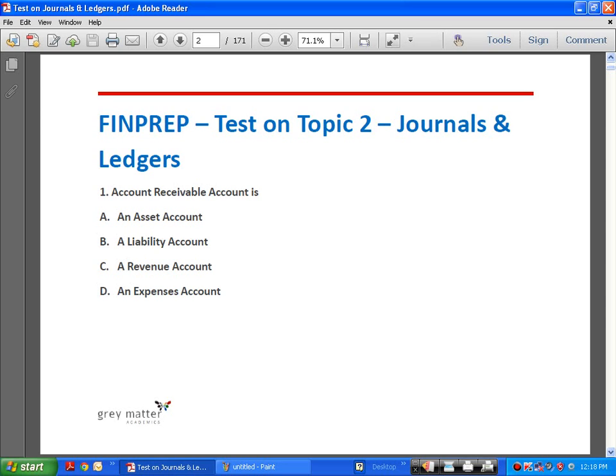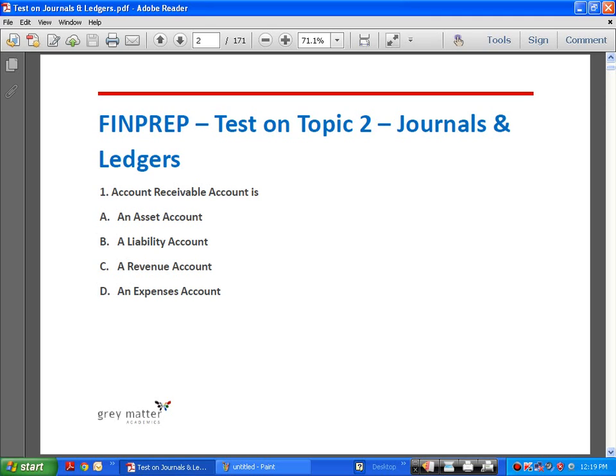Right? So let's look at the first question, which is: accounts receivable account is A, an asset account, B, a liability account, C, a revenue account, D, an expenses account. See, accounts receivable account is an asset for the business. First, let's try to understand what an asset is. An asset is a resource which is controlled by an entity from which future economic benefits are expected to flow.